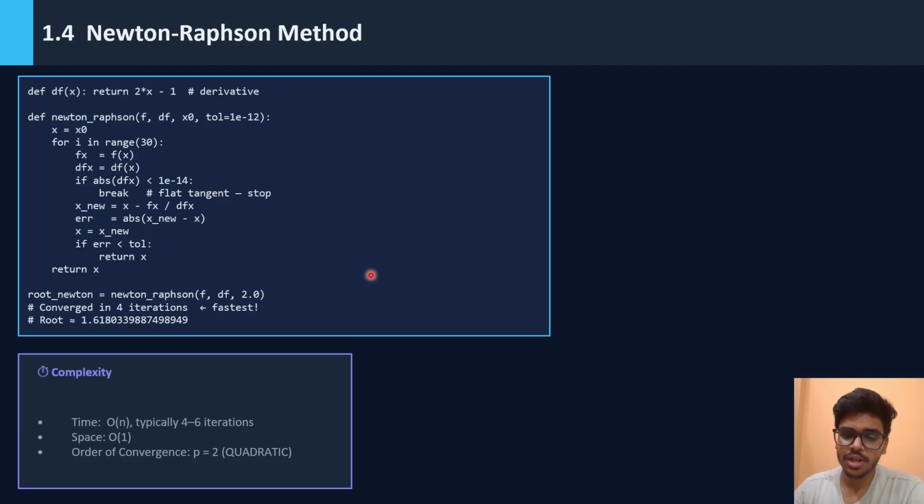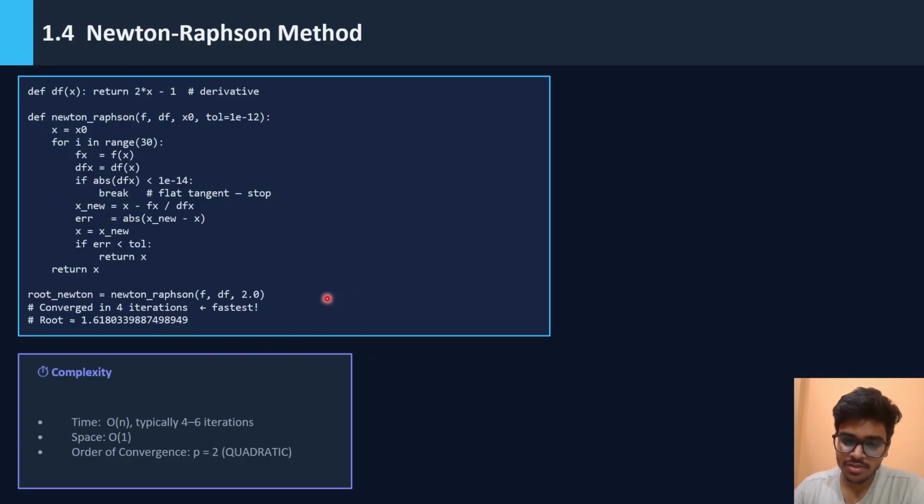In the code, we calculate the function value, then the derivative, then update x using the formula. If the derivative becomes extremely small, we stop to avoid division errors. Finally, if the difference between successive values becomes smaller than tolerance, we return the root. This method converged in only 4 iterations, which was the fastest among all methods.